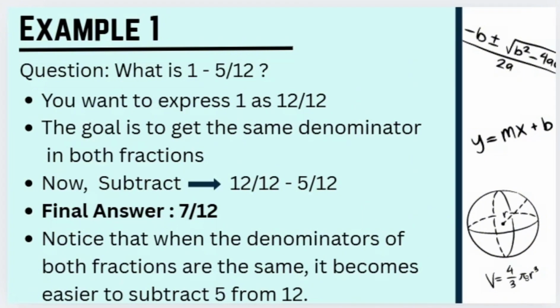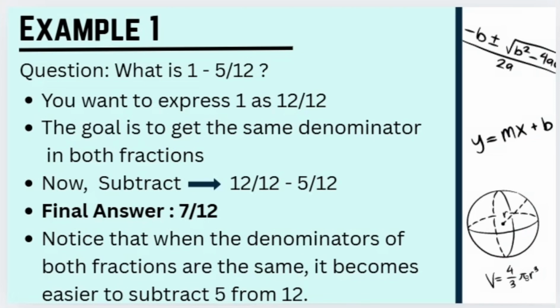Whenever you have fractions and you are performing some operations on them, you want both fractions to have the same denominator. So here the goal is to get the same denominator in both fractions. So now that we express 1 as 12 on 12, we can write 12 on 12 minus 5 on 12. And the final answer is 7 on 12. Now notice that when the denominators of both fractions are the same, it becomes easier to subtract 5 from 12.